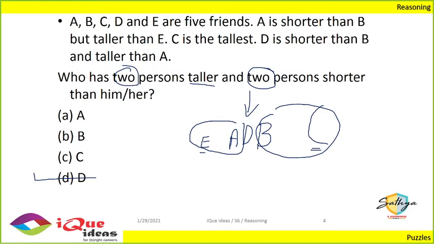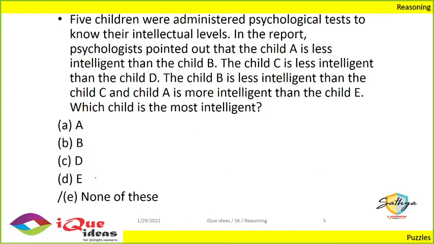Did everybody get this one? Pratyush? The answer is D. I hope you got that. Okay. Chalo. Try this one.